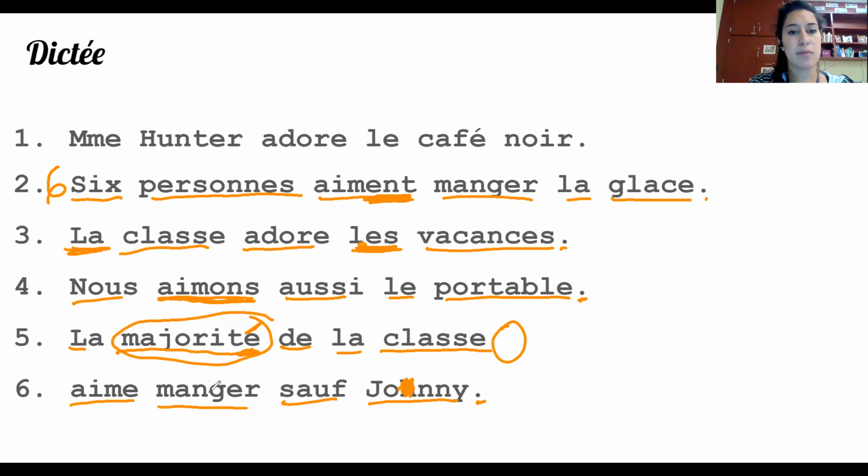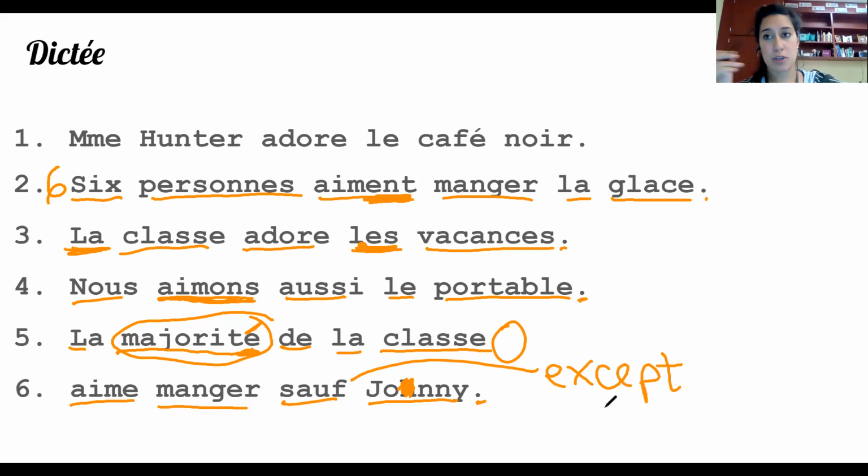So aime manger sauf, S-A-U-F. That's a pretty new word. We saw it at the beginning of this lesson with the reading on screen, and you saw it last week, but it's pretty new. Anybody remember what sauf means? So sauf means except for. So the majority of the class like eating, or like to eat, except for Johnny. Like he's not fussed about eating. Interesting.